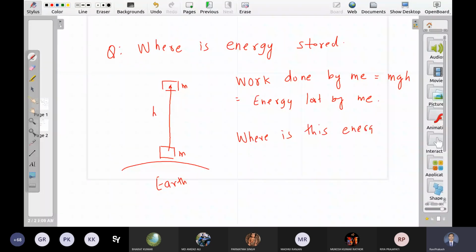Potential energy of the block. So one answer is that this is the potential energy of the block. Energy inside the block. And what kind of energy is it? It is potential energy, right?